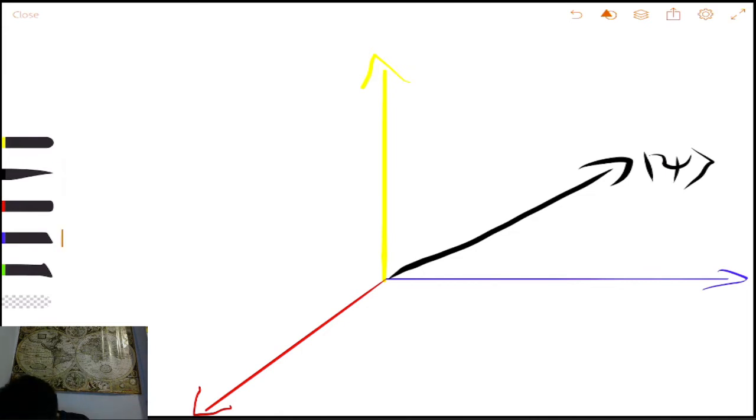So instead of calling this the x-axis, this would be the x-ket, or x-vector, the y-ket, or the y-vector, and the z-ket, or the z-vector.